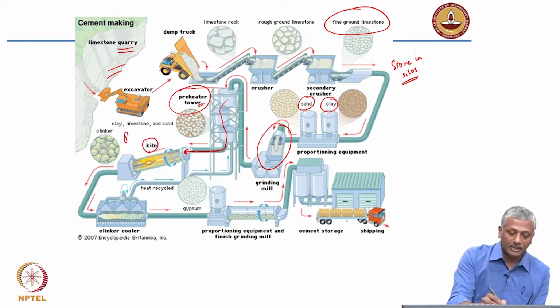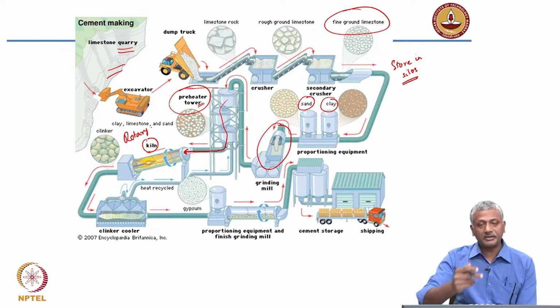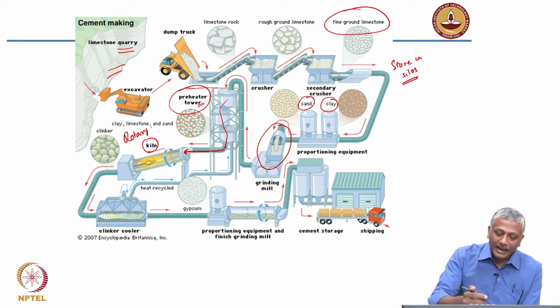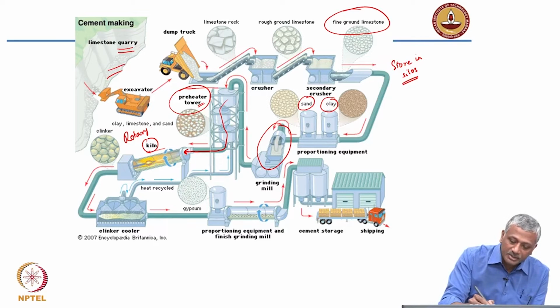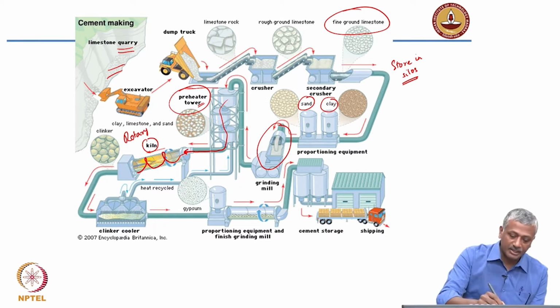Now, that is called a rotary kiln because it is rotating at a certain speed, a very slow speed of course. The material that comes in here goes around the kiln by gravity. You do not need to force it in, it goes by gravity to the other end. And if you see carefully here, at the other end you have a flame.